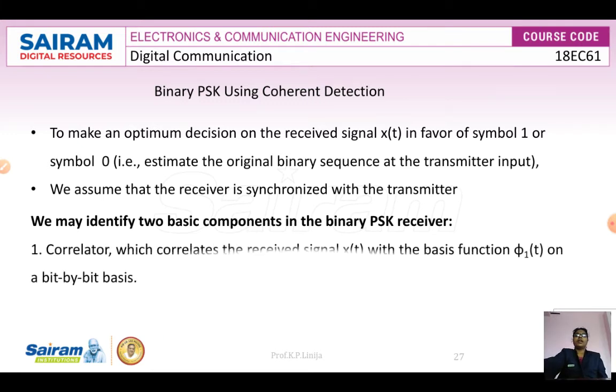So we may identify two basic components in the binary PSK receiver. One is the correlator. The function of the correlator is to correlate the received signal x of t with the basis function phi 1 of t on a bit by bit basis. That is the first basic component, which gets synchronized in both the transmitter and the receiver of the binary PSK.